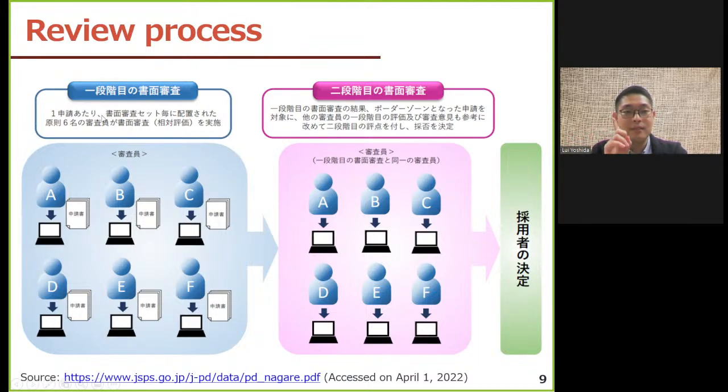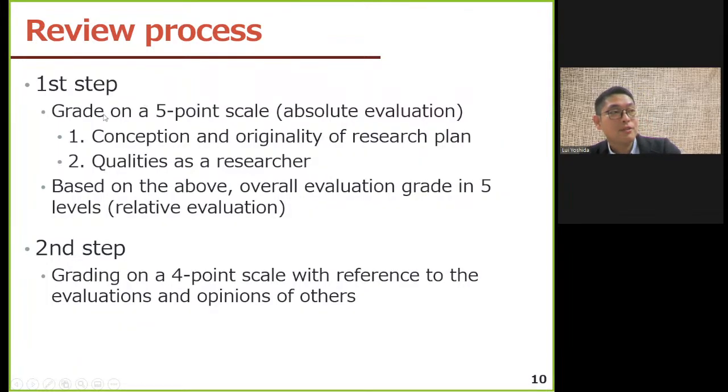At the first step, reviewers grade your proposal on a 5-point scale, which is absolute evaluation, based on the conception and originality of the research plan, and also quality as a researcher. Second, based on the above, an overall evaluation is graded in 5 levels. It is not absolute evaluation, but relative evaluation between the applicants. So that is the first step.